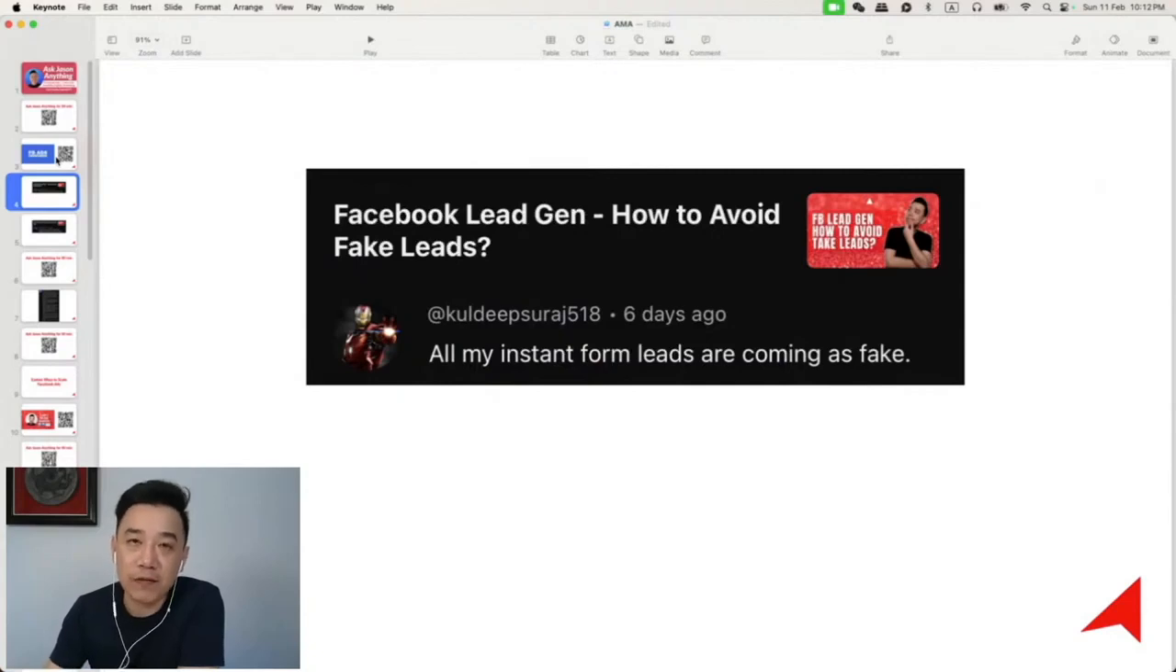If you're using Facebook lead form, you always have this issue. I wouldn't say that all of them are fake, but there is a big chance that the leads are not really of high quality. That's the problem that we are facing right now. So how do we avoid this?